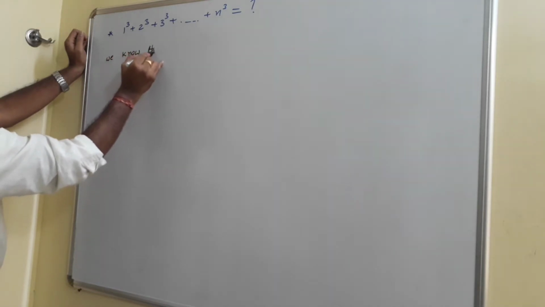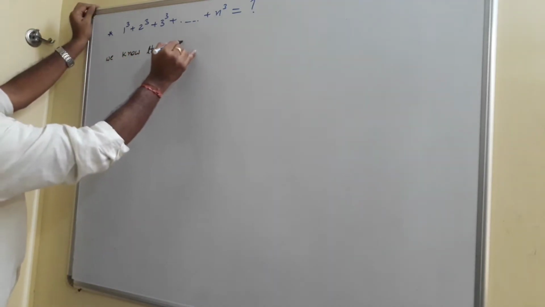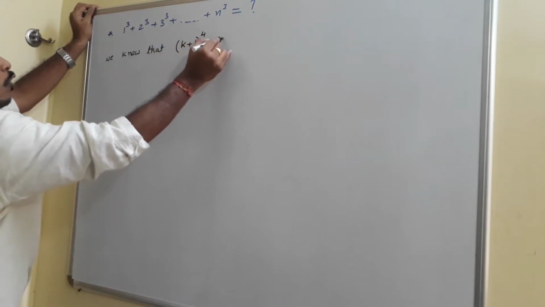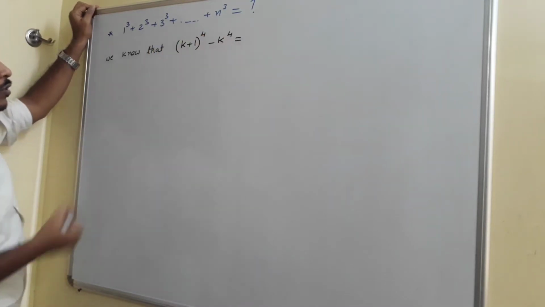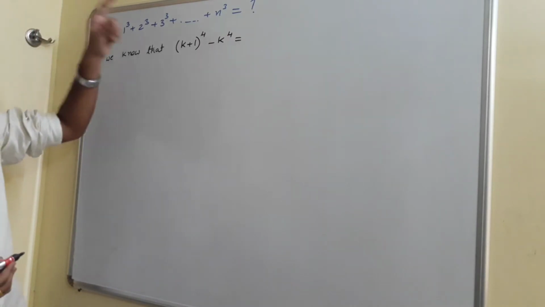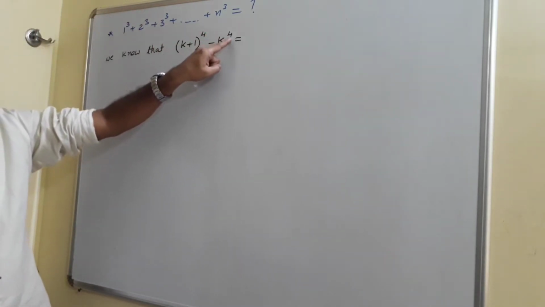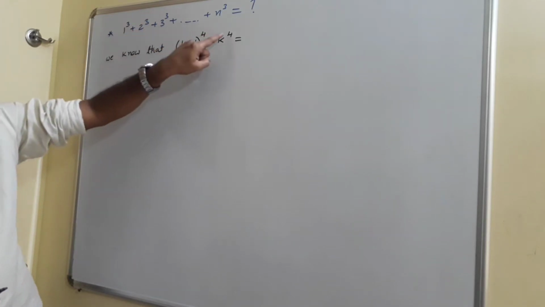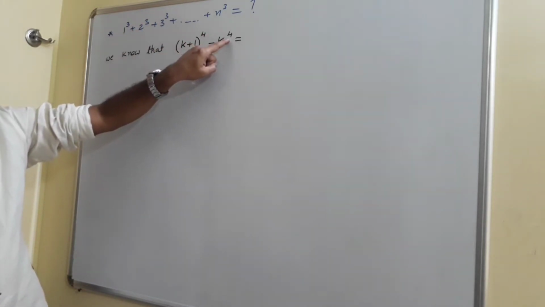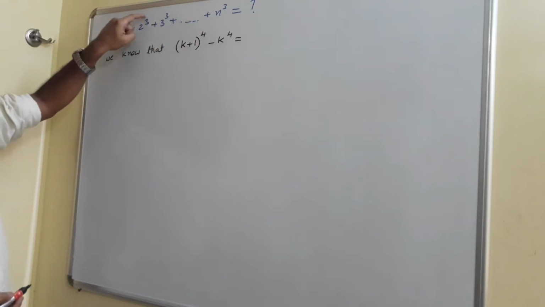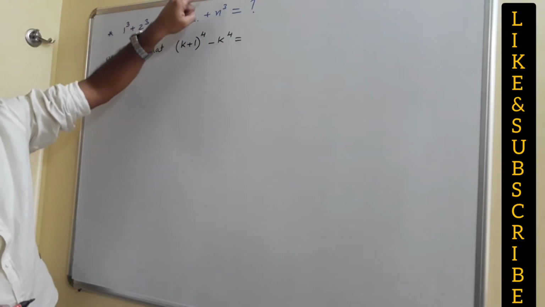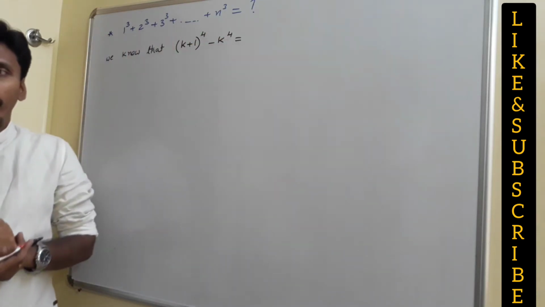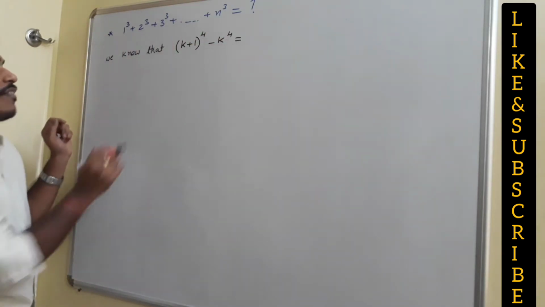We start with (k+1) to the power 4 minus k to the power 4. For squares we considered (k+1) cube minus k cube. Now for cubes we consider (k+1) power 4 minus k power 4. If they ask you to find the sum of the fourth powers of the naturals, you need to start with (k+1) to the power 5 minus k power 5.